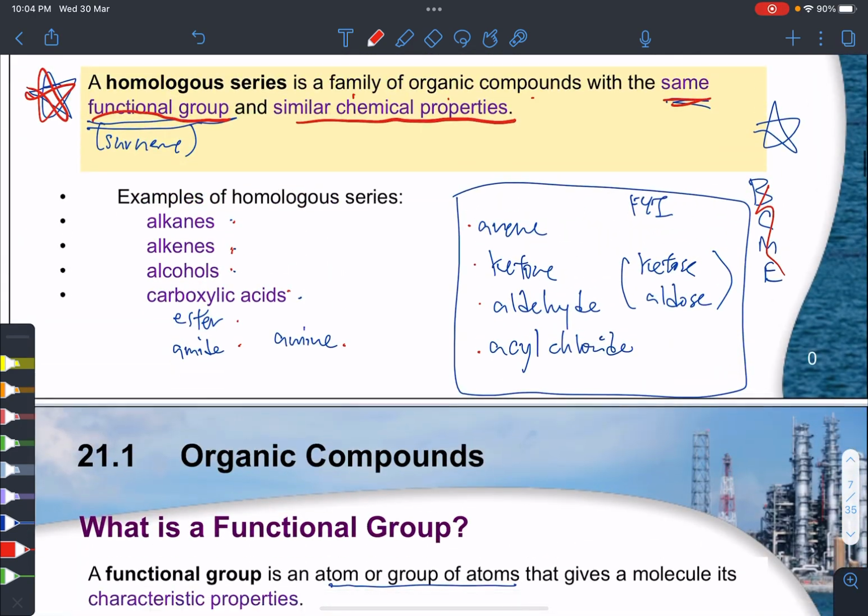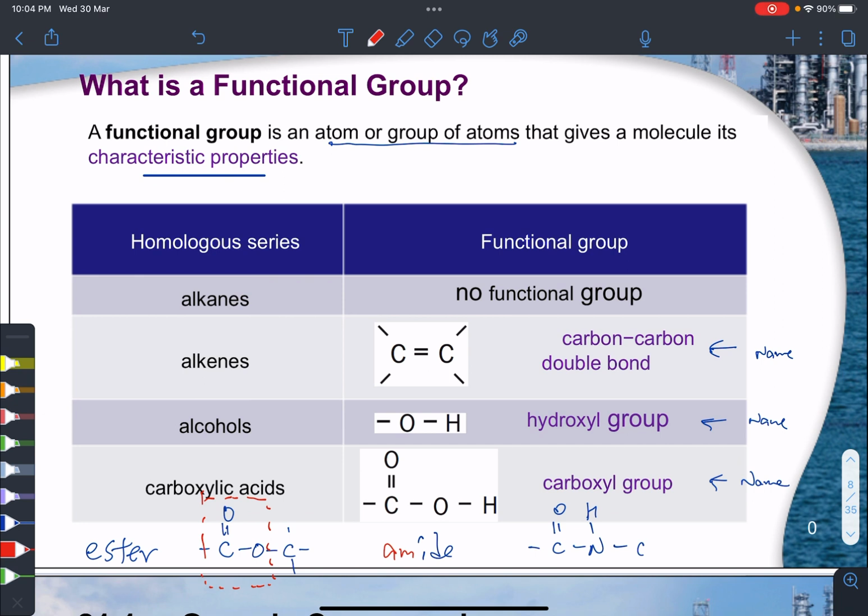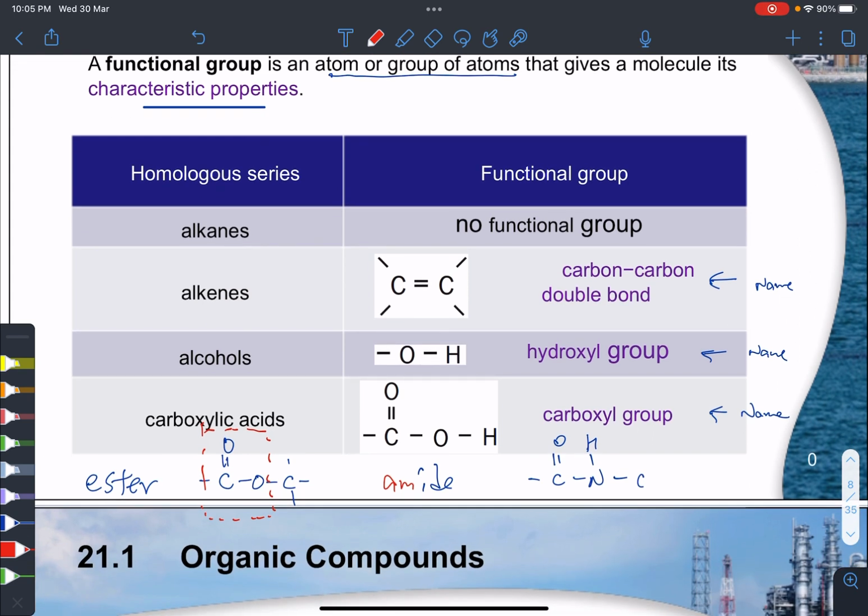Okay, so what's a functional group then? A functional group is basically an atom or a group of atoms that gives its characteristic property. You realize there's no asterisk here? We don't usually test you the definition of a functional group. It's just for you to understand and recognize. Because more often than not, I might give you a totally new compound and ask you what is the functional group. You just look at it. Oh, I see C double bond C. This is an alkene. That's about it. So alkane technically has no functional group.